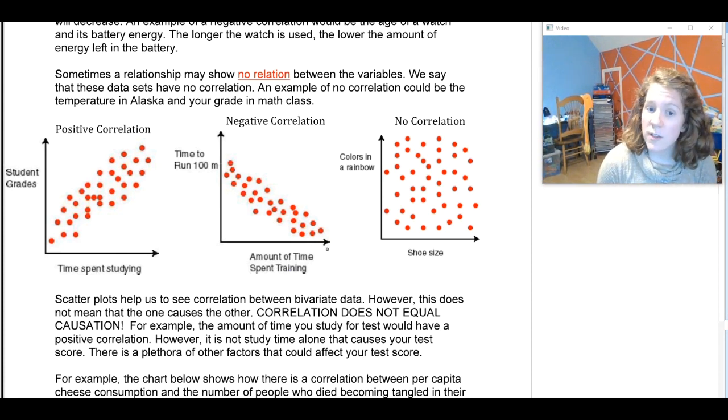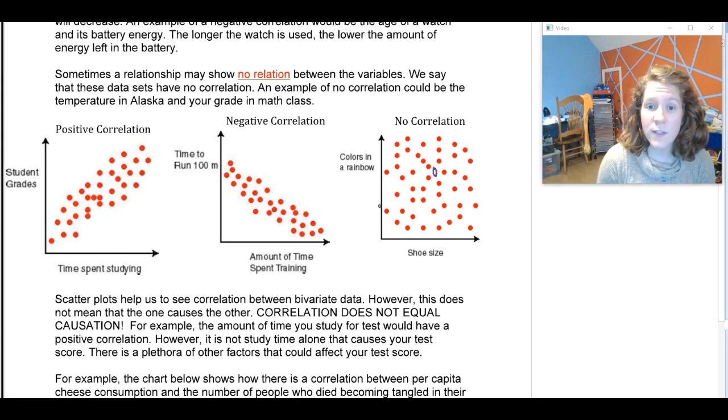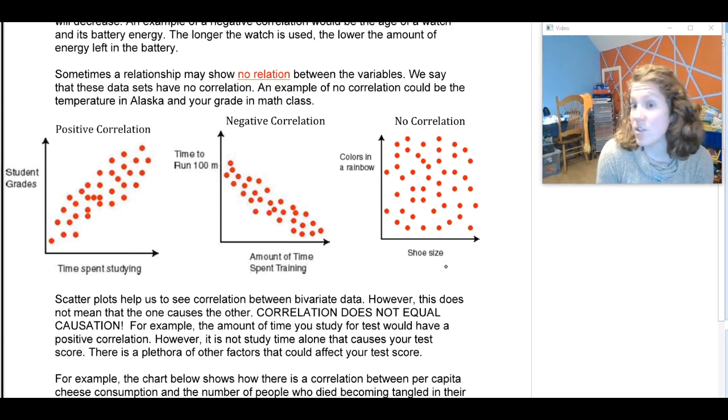A negative correlation will look like this: the amount of time spent training and the time it takes you to run 100 meters. We're in track season right now. So the more time you spend training and practicing, hopefully the quicker you run the 100-meter. So if I train every day, then my 100-meter time will be a lot quicker than if I don't train. No correlation. Again, it's fun to think of things that are not correlated. The number of colors in a rainbow that you can see, and your shoe size. They're not really related at all.